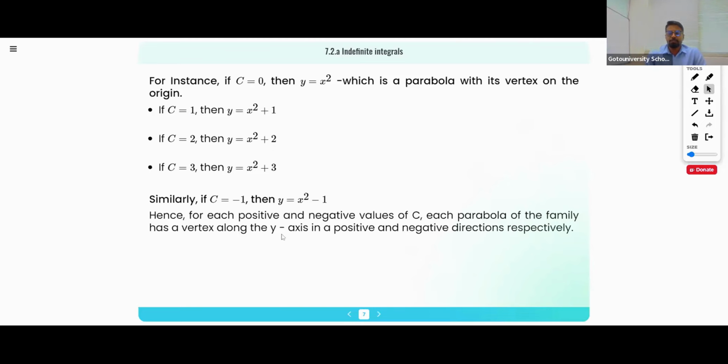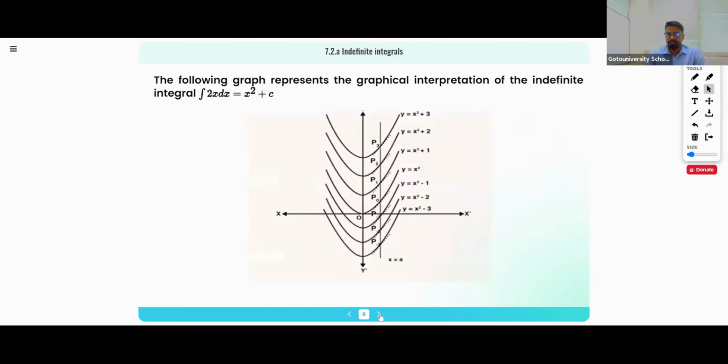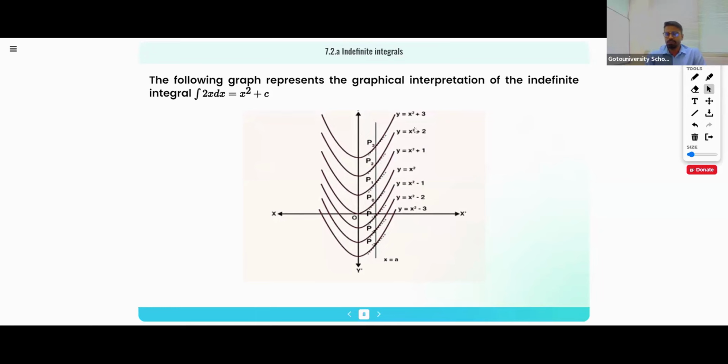Hence for each positive and negative value of c, each parabola of the family has a vertex along the y-axis in the positive as well as negative direction respectively. That depends upon which direction we are moving. So which has been shown here, we can check that for every value of c, we get a different parabola.